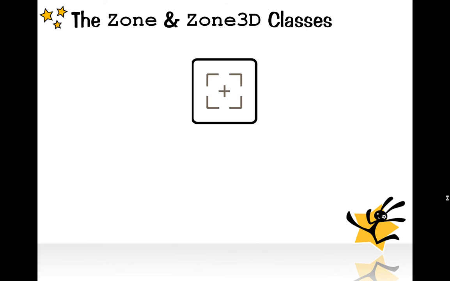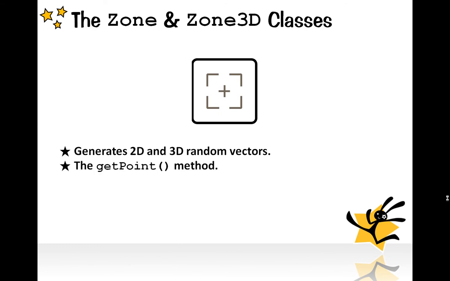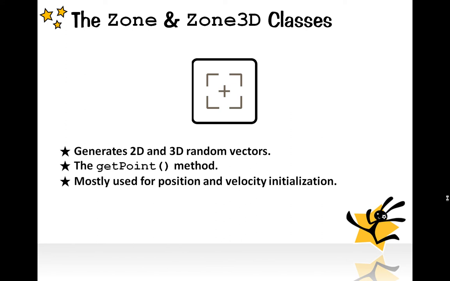Alright, so next are the Zone and Zone3D classes. Just like the Random classes for generating random values, these two classes are for generating 2D and 3D random vectors. The getPoint method of the Zone and Zone3D classes will return a random point defined in the zone. For example, the RectZone class returns a random point in a rectangular region. And these two classes are mostly used for position and velocity initialization, since position and velocity are 2D or 3D vectors.